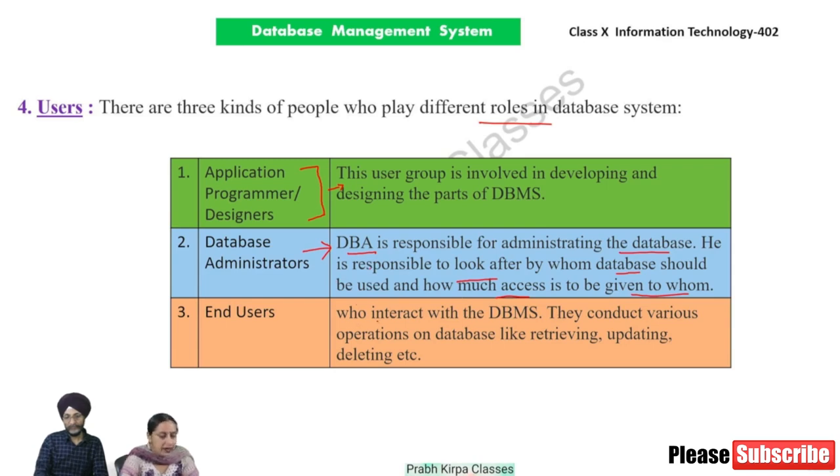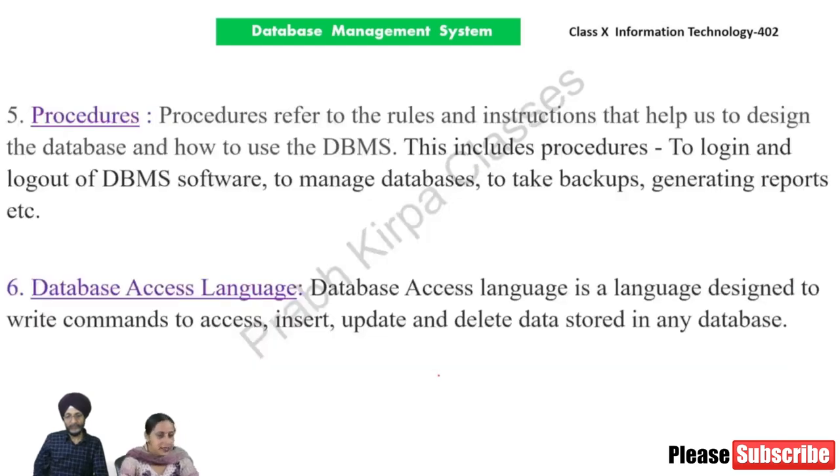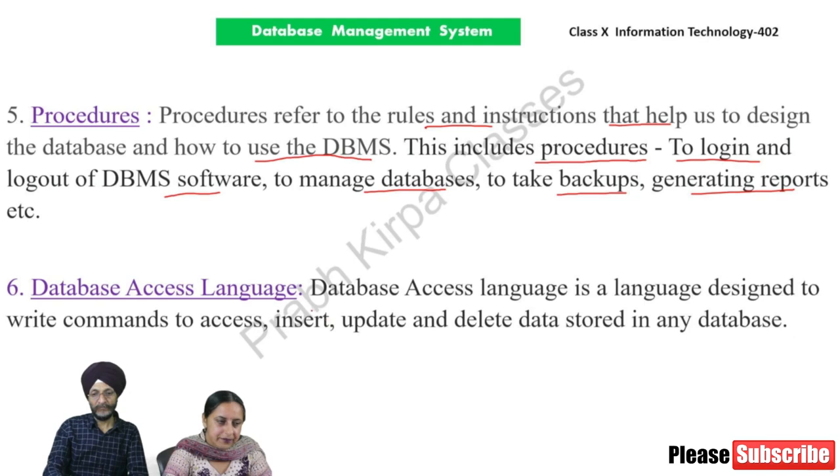Third, end users. End users are the persons who interact with the DBMS. They conduct various operations on the database like retrieving, updating, deleting, etc. Next, procedures. Procedures refer to the rules and instructions that help us to design the database and how to use the DBMS. This includes procedures to log in and log out of DBMS software, to manage databases, to take backups, generating reports, etc. Sixth, database access language.